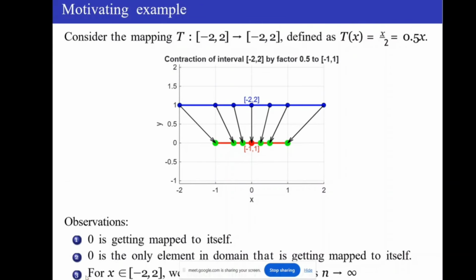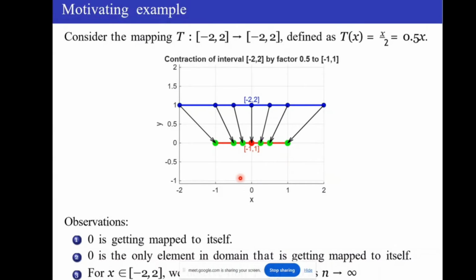So for any x in [-2, 2], if we keep on applying T to that point, that is, if we apply T^n on that x, as n tends to infinity, this will get closer and closer to 0. So these observations, we are trying to generalize.